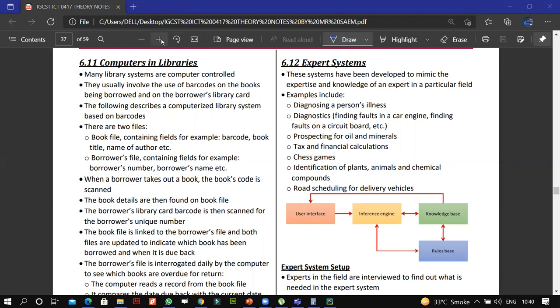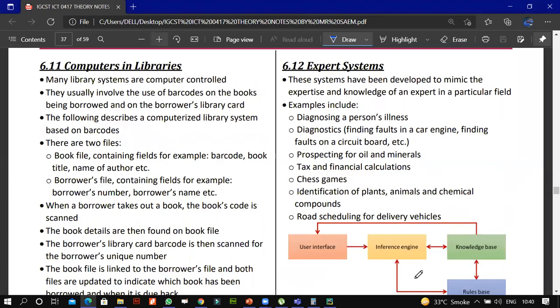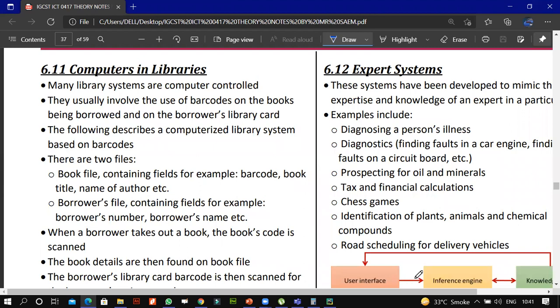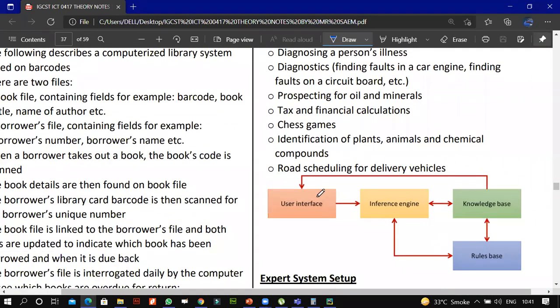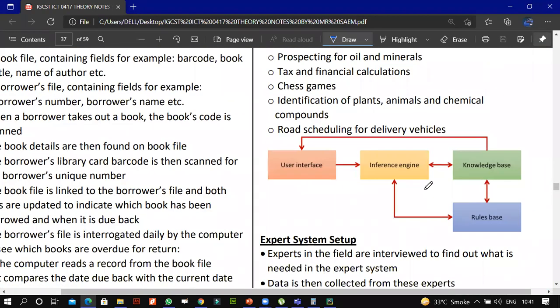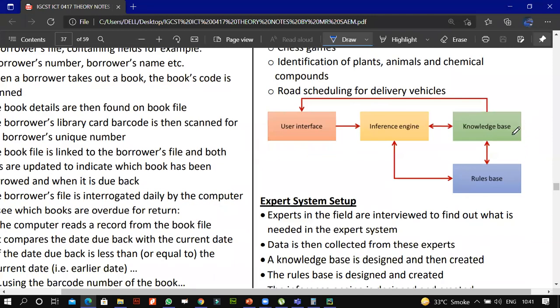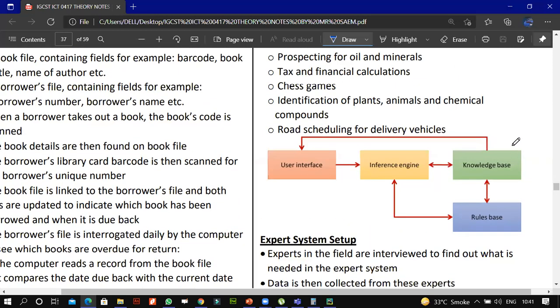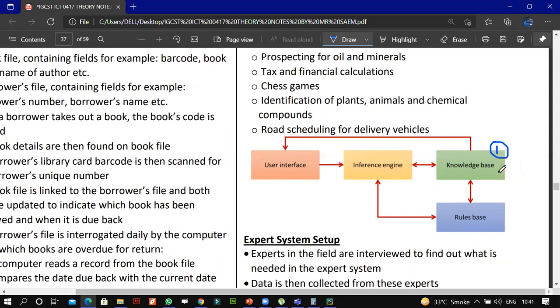Let me zoom in a bit to explain this, the most important part of all this, which is this diagram. First of all, what you have is the knowledge base. This is the first thing. When you talk about the creation of an expert system, the first thing that you need to look at is that you have to create the knowledge base. Knowledge base basically is a database that includes the knowledge of all the expert persons.